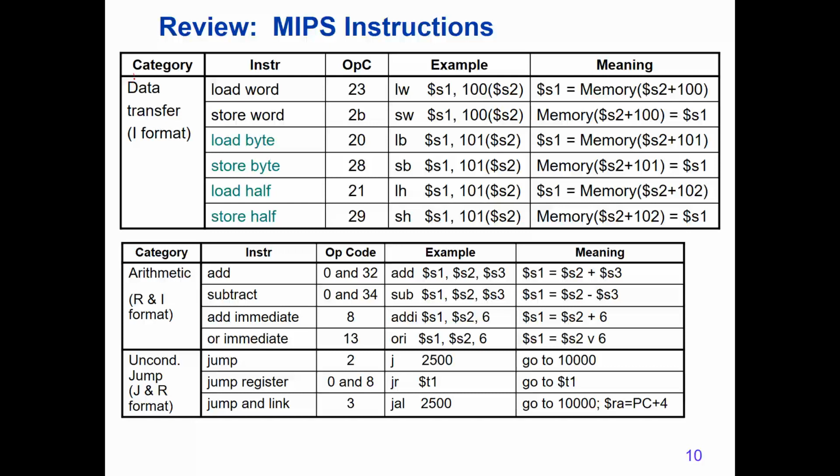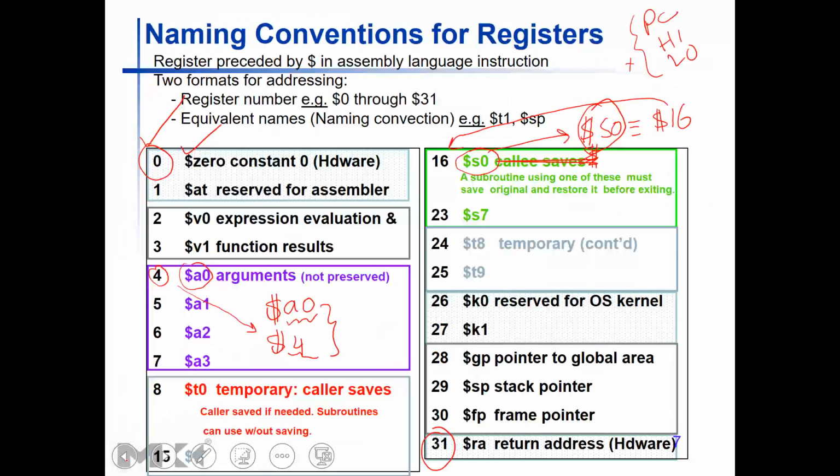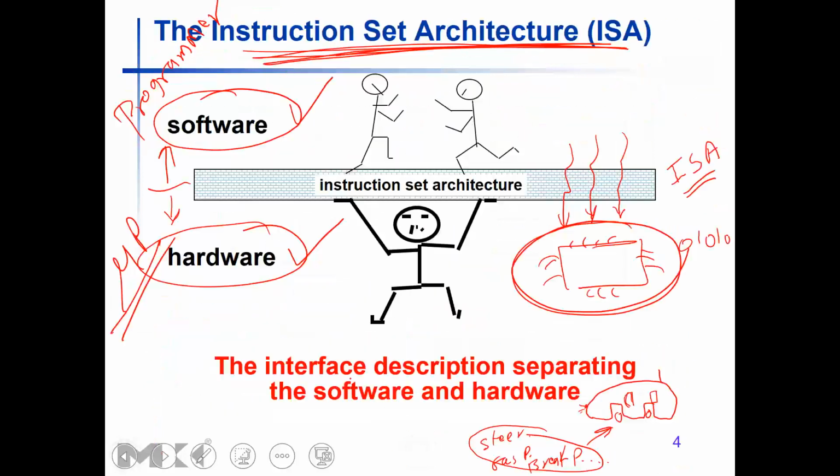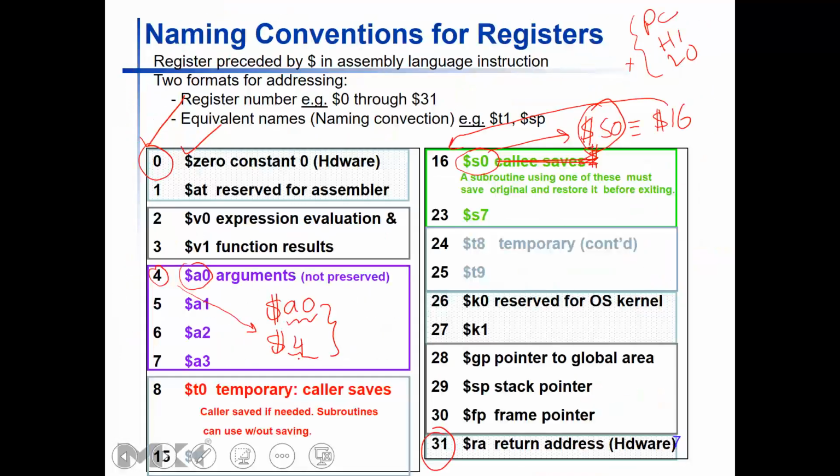So data transfer, and notice that it says here I format. What is that? Well, these are the formats that we have. We said that as part of the instruction language, we have three formats for machine language: the R format, typically for ALU, the I format, and the J format. So when you see I format, it says that this is the format the instruction is referring to.